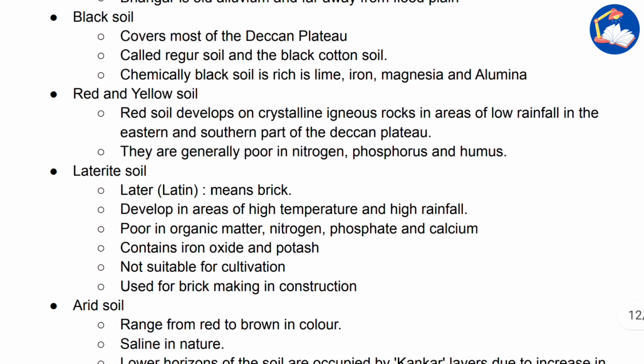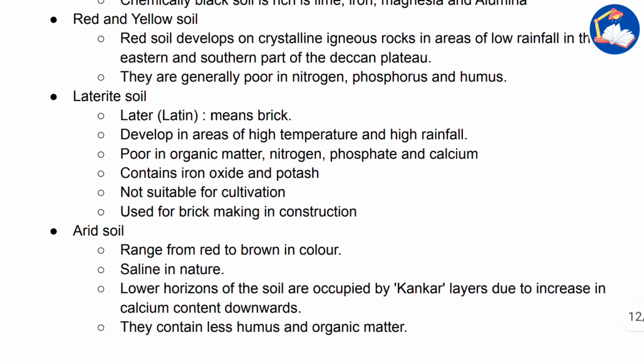Okay, now red and yellow soil. Red soil develops in crystalline igneous rocks in areas of low rainfall in the eastern and southern parts of the Deccan Plateau. Okay, they are generally poor in nitrogen, phosphorus and humus.